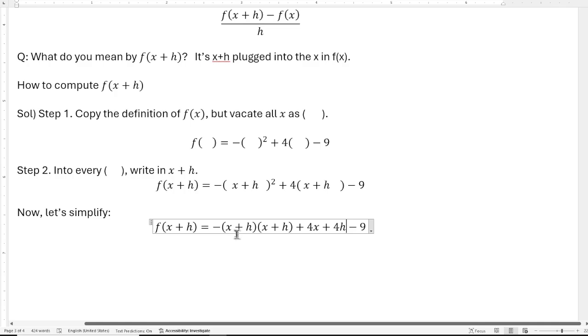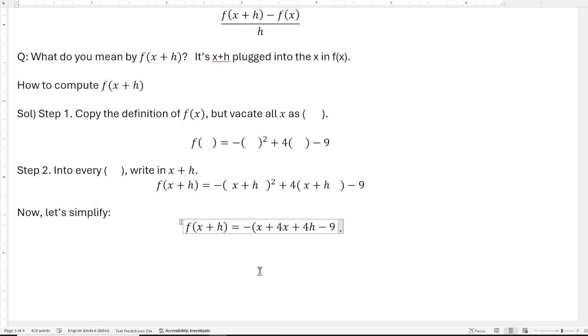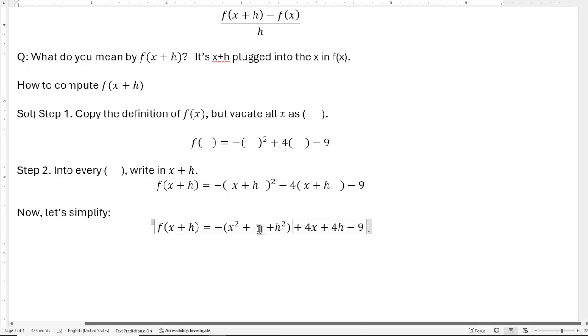Now hopefully you don't have to do it this way. You just remember that a plus b squared is a squared plus b squared, and then there's the double the product. So if you know this, you'll right away write down x squared plus something plus h squared, and then in the middle there's twice the product of the two. So x times h is the product, and you multiply it by 2. So if you can do this, that's awesome. Hopefully you can.